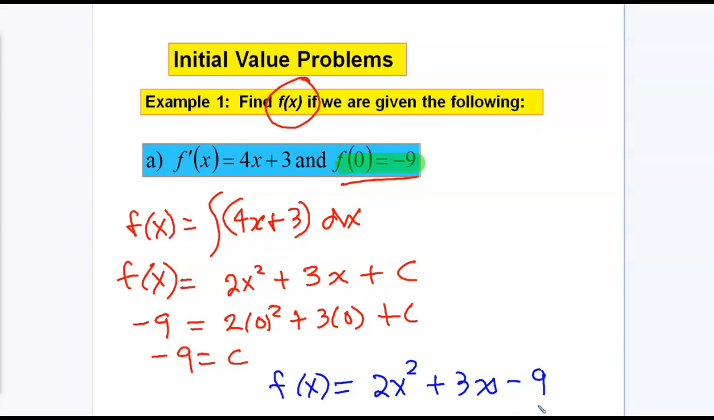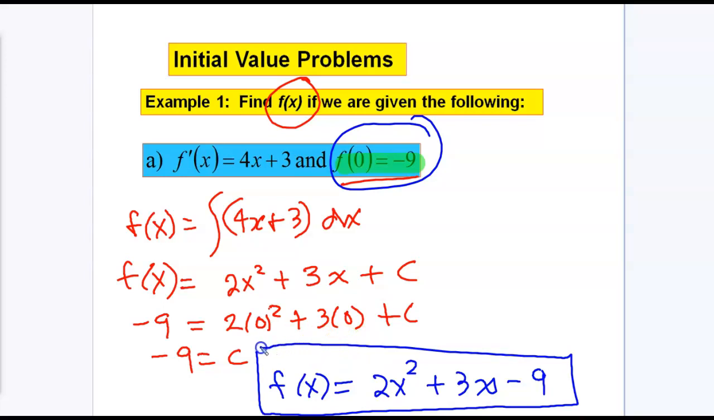And the only reason I could find the constant is they gave me a point on the function. So lots of people will find the constant, but they'll forget to rewrite the function with the constant in it. So this would be your final answer.